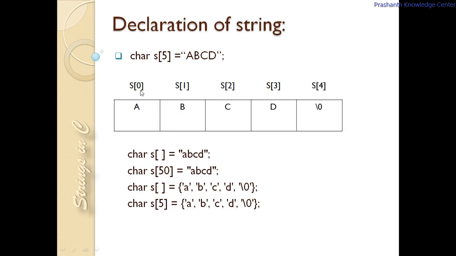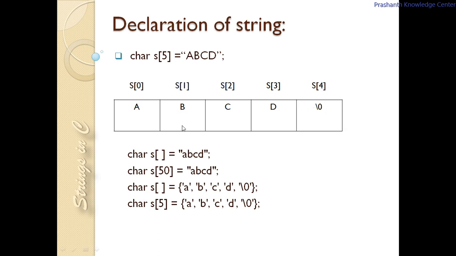Here, s of 0, this 0 address location stores alphabet A, and 1 address location stores alphabet B, and 2 address location stores alphabet C, and the third address location stores D, and the fourth location will be a null character.